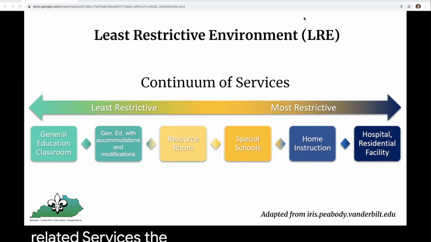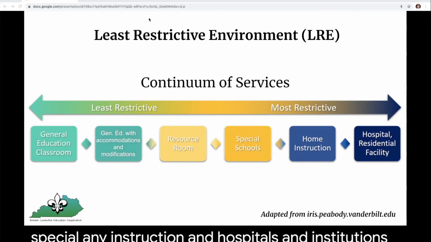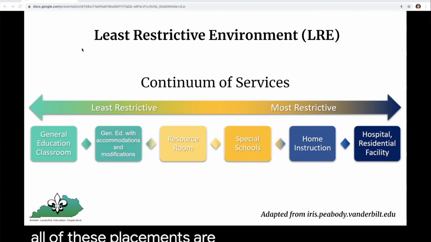The continuum shall include alternative placements of A, instruction in the regular classes, all students get this, B, special classes, C, special schools, D, home instruction, and E, instruction in hospitals and institutions. All of these placements are essential to support the various needs of students with disabilities within our schools.